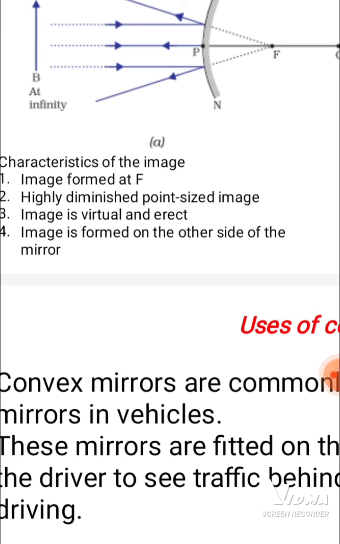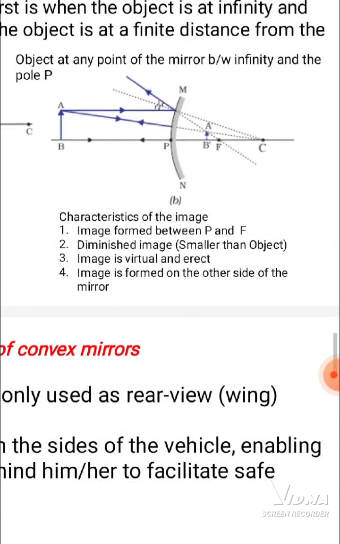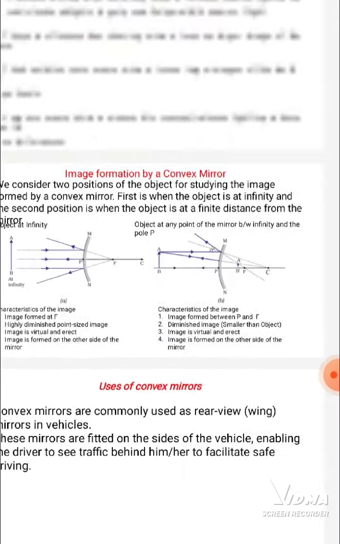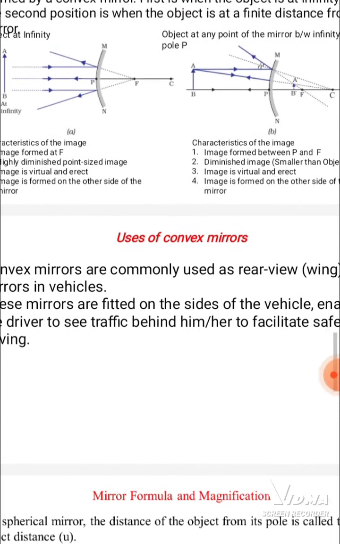Then the image is also virtual and erect. It is formed on the other side of the mirror. So in the case of convex mirrors, we have looked at the images formed when the object is at infinity and when the object is at a finite distance from the mirror. They form different kinds of images.